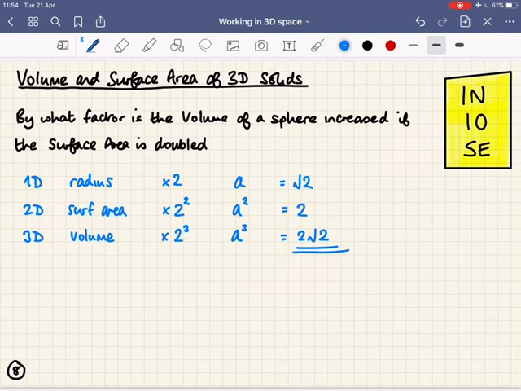And remember that with increasing things by a scale factor, what that does in 2 dimensions and then 3 dimensions. So for example, if I halve the radius, then my surface area would be a quarter of the surface area of the original, and the volume would be 1/8, a half squared, and a half cubed. All good stuff.